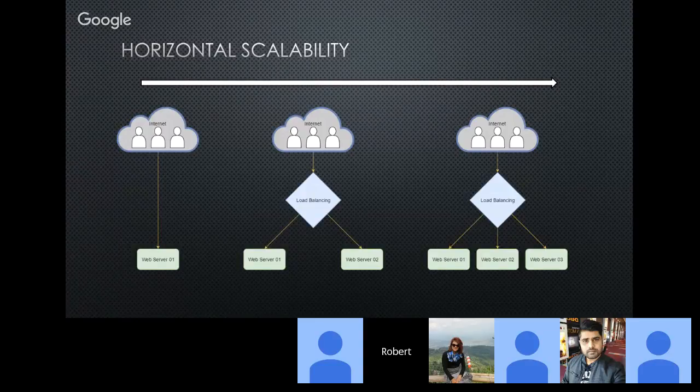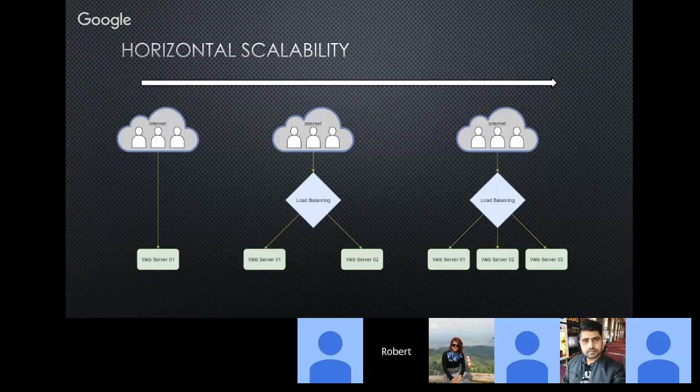And what you do is you introduce load balancing to kind of make it appear as if there's only one instance of the application. So you have some kind of load balancing software or hardware in the middle. It receives the traffic from the internet, and then it redirects it to the multiple servers.